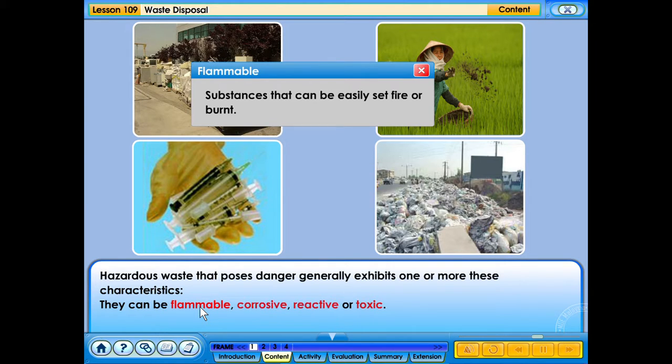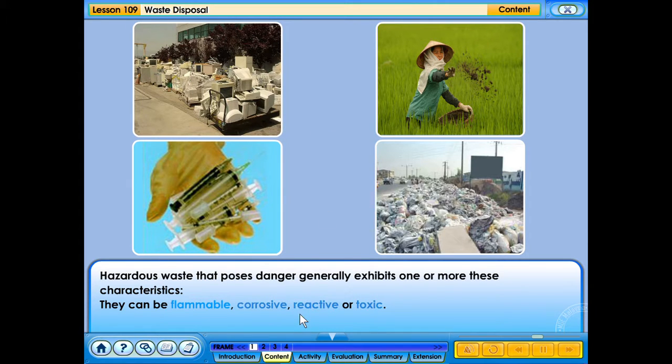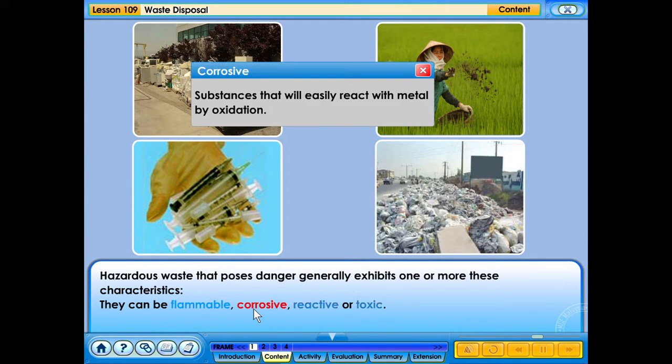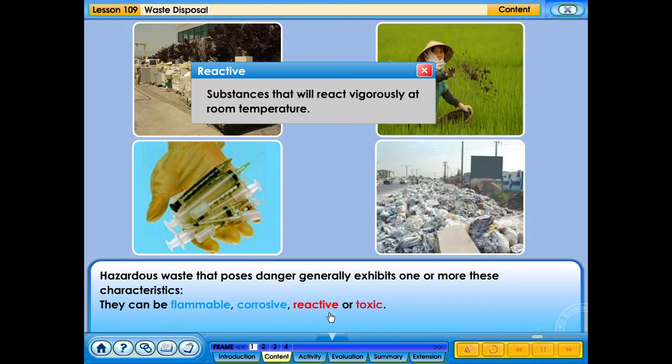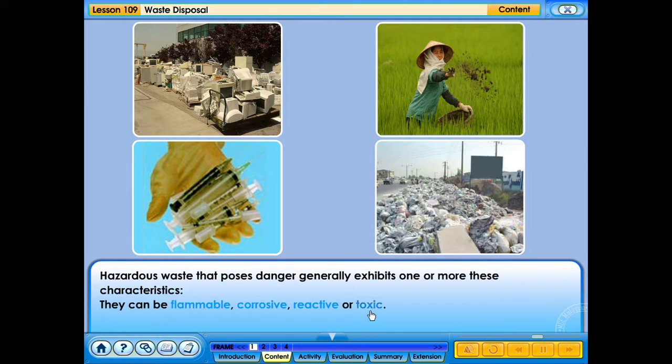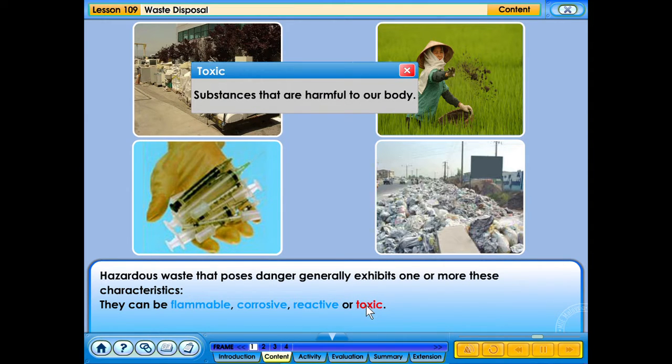Flammable: substances that can be easily set fire or burned. Corrosive: substances that will easily react with metal by oxidation. Reactive: substances that will react vigorously at room temperature. Toxic: substances that are harmful to our body.